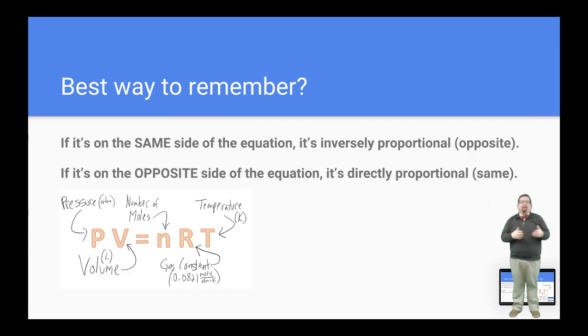So one way to remember the relationship between the variables is to remember the equation and think: if the variables are on the same side of the equal sign, they do the opposite thing, or if they're on the opposite side of the equal sign, they do the same thing. For instance, pressure and volume are on the same side of the equation, so if you increase pressure, the volume will decrease. But pressure and temperature are on the opposite side, so if you increase pressure, you'll increase temperature. If that's how you want to remember it and that makes sense to you, then more power to you.